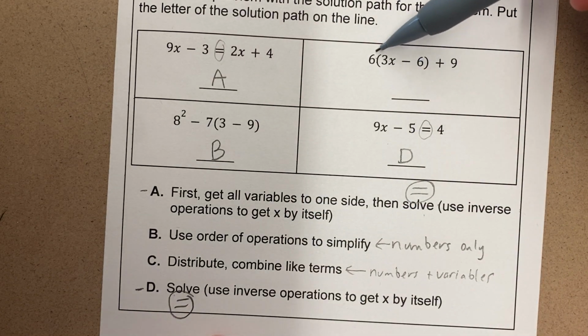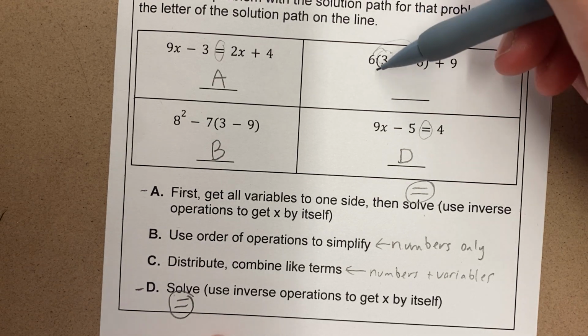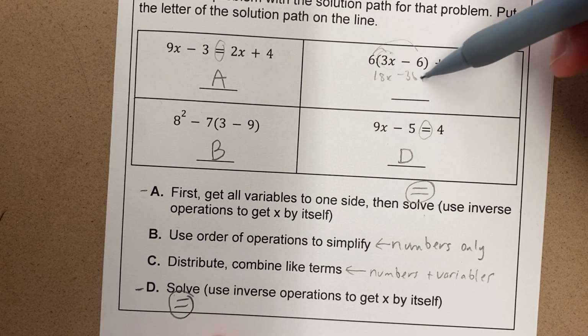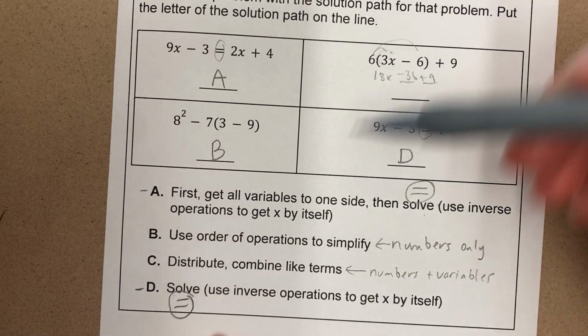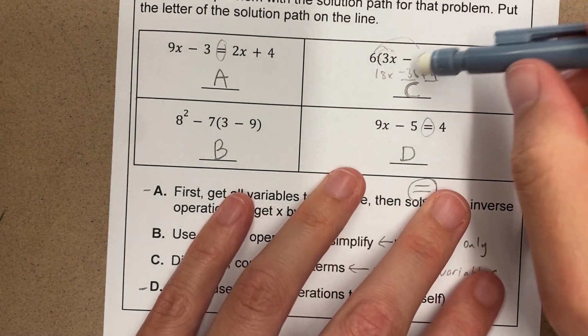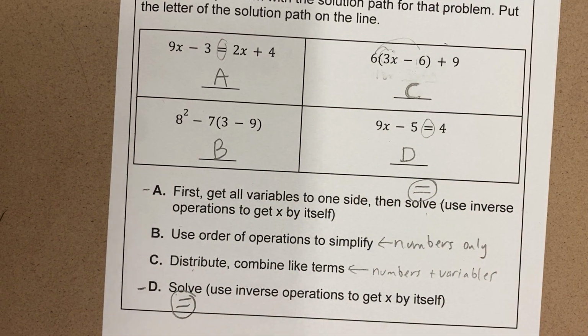And let's just check right here. Oh, I see I do have a variable, right? So here, what would I do first? You can do it for yourself if that helps you think about it. This would be like this. And then I would combine my like terms. So here is where I distribute and I combine like terms, and that's C. Okay, but you don't have to do this, right? You can just do that if it helps you think about it. All right.